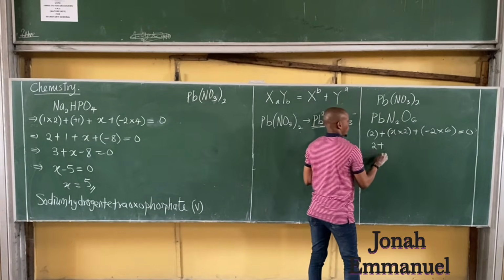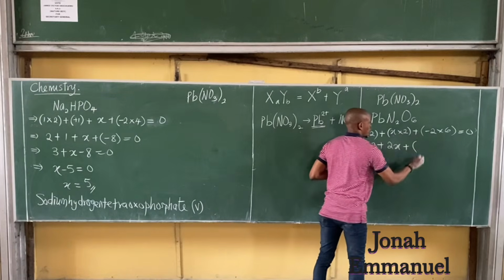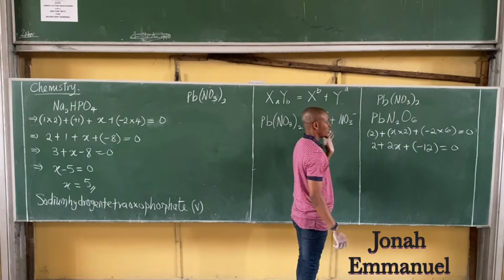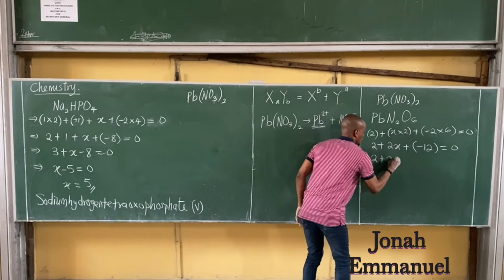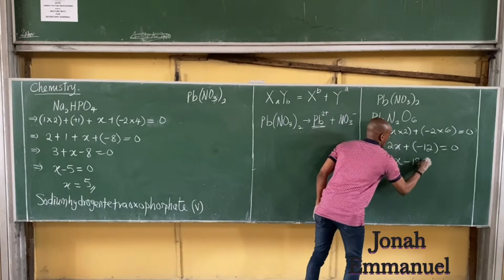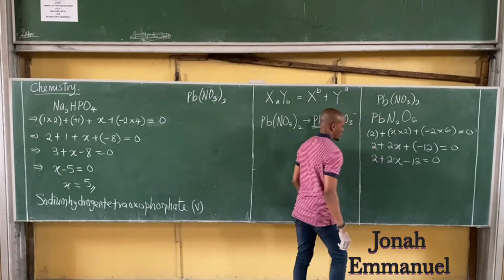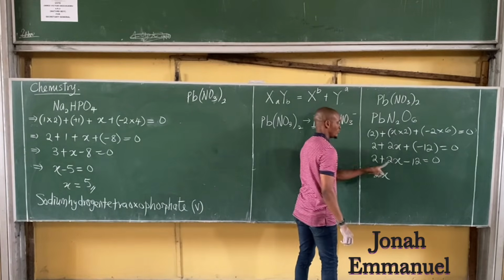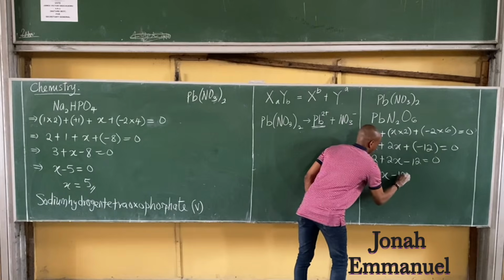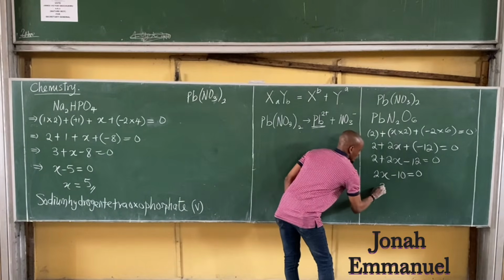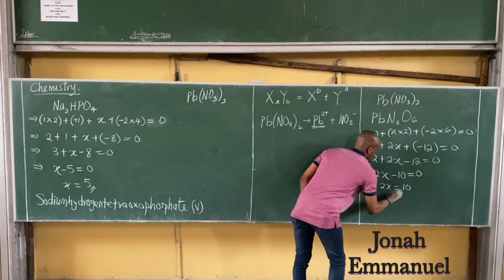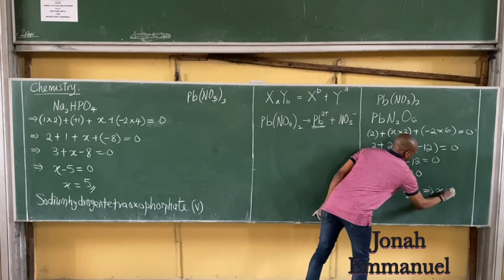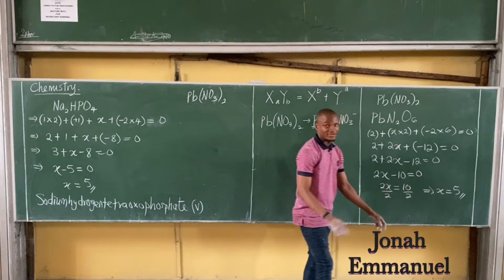Work this out. I'm having 2 plus 2x plus minus 12 equal to 0. Take off the bracket. I have 2 plus 2x minus 12 equal to 0. Take this and this. I'm having 2x first. 2 minus 12 is minus 10, equal to 0. 2x is equal to 10. Divide by 2, divide by 2. So it means that x is equal to what there? 5. So I have this.